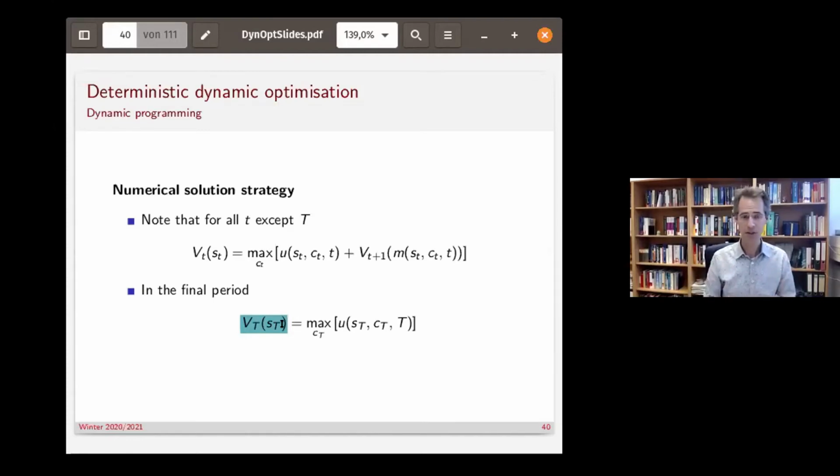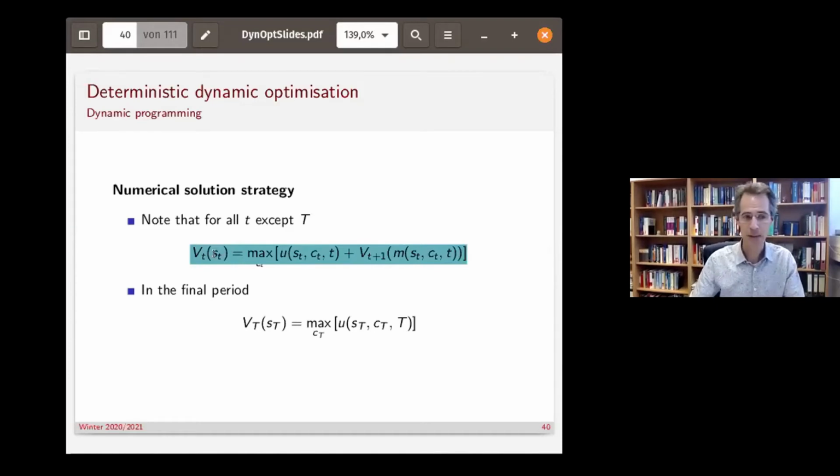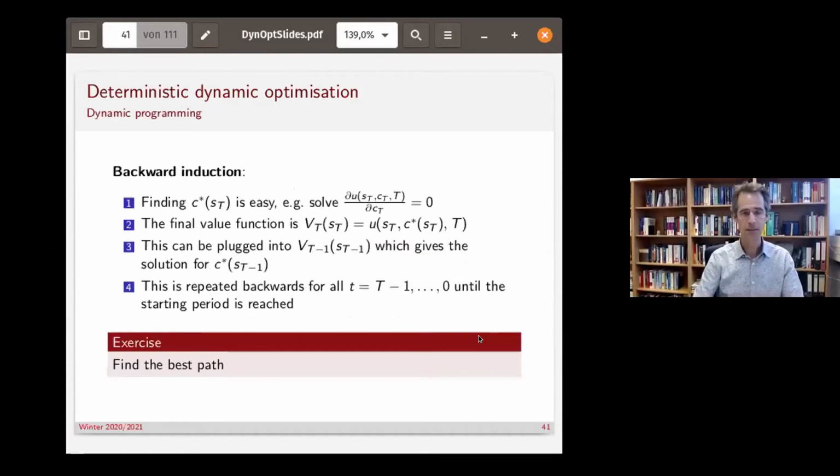Note it's a function, so we have to know this value for any state, any potential state. And once we know this value function for the final period, we can use the equation above, this one here, to solve for the value function in the last but one period, capital T minus 1. And then we just go backwards in time. Right, this is what we did. So this is the backward induction. And we've seen that for a very simple example where we had to find the best path through some states.